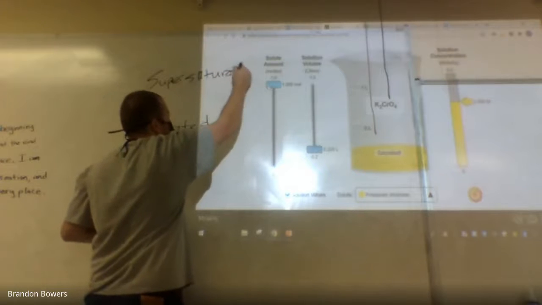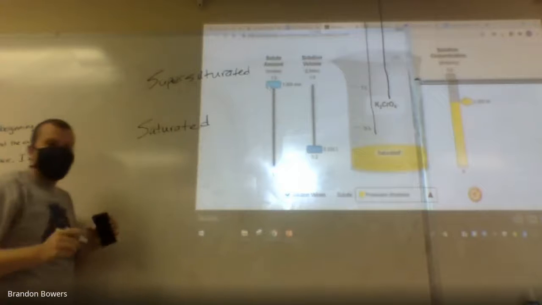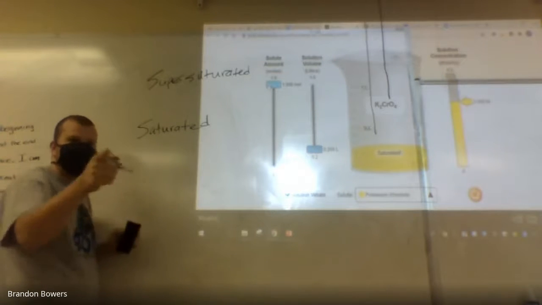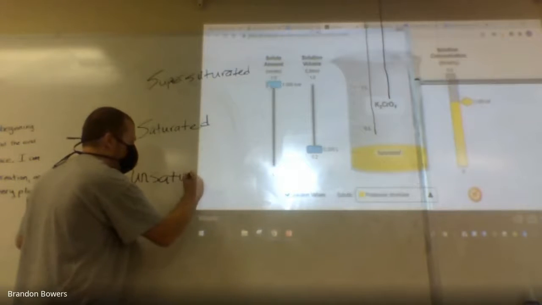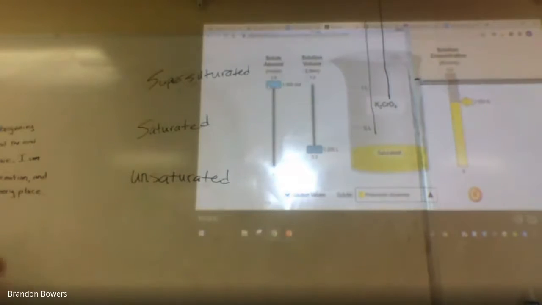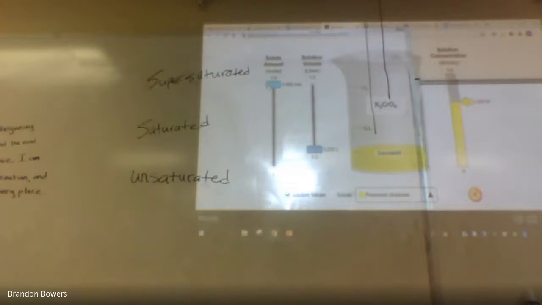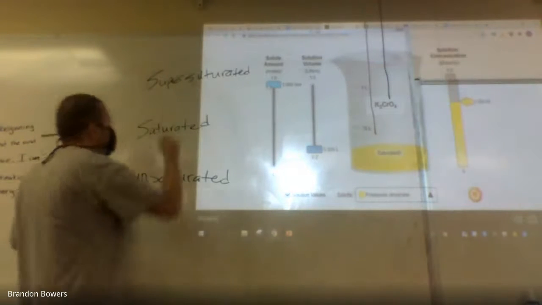Go for a long guess. Oh, we got a guess? Not saturated. Unsaturated. Wait, I got a guess for the next one. Okay. Those three terms, all right? We're going to see how they mix in with molarity. Okay? So, super saturated. I'm going to draw a beaker.